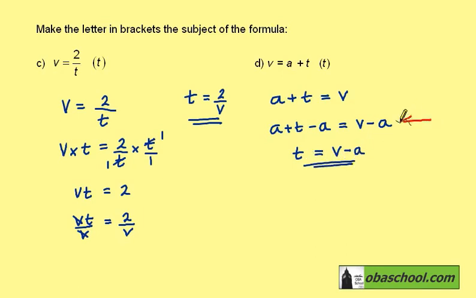Note once again here that we have a step which we didn't necessarily need to write down explicitly. We could have skipped from a plus t equals v to t equals v minus a. This step is here for explanation, but don't be frightened to write these things down, especially when you're learning.